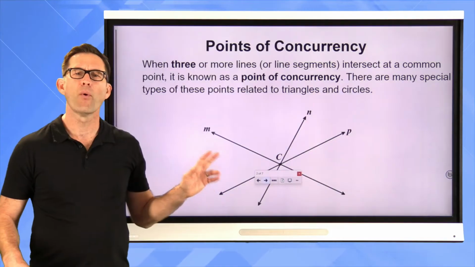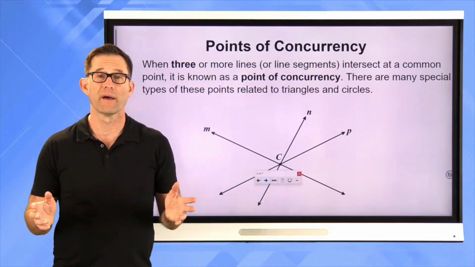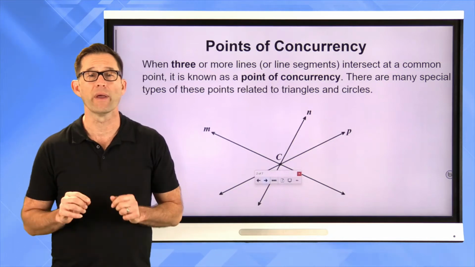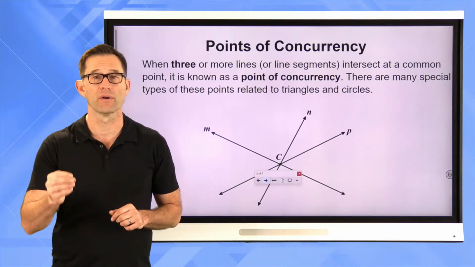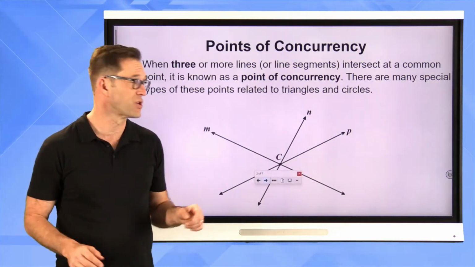All right, points of concurrency. When three or more lines or line segments intersect at a common point, it's known as a point of concurrency. There are many special types of these points related to triangles and circles.